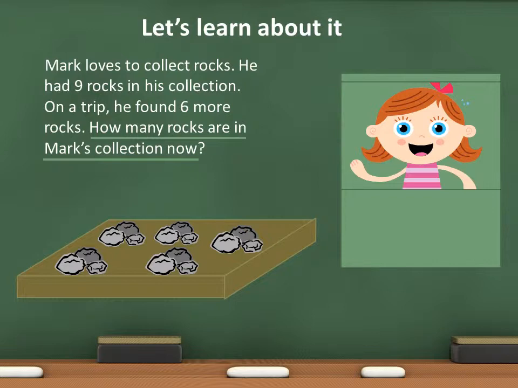Using the information I read in the problem and the question, I can write a sentence that's going to show me how to solve the problem. We're going to change this question to a sentence with a blank for the answer. We're going to say, Mark has blank rocks in his collection. When we use that sentence, we are accounting for the information that was given in the problem. He had some rocks, and he got some more rocks.